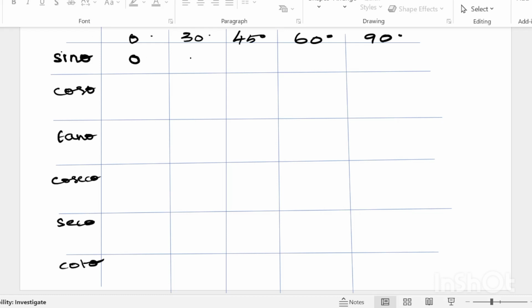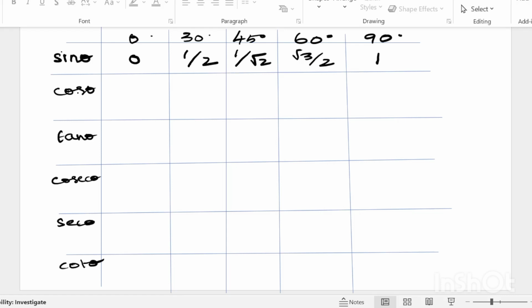Okay. What is sine 30 degree? It's 1 by 2. What is sine 45 degree? 1 by root 2. What is sine 60 degree? Root 3 by 2. And what is sine 90 degree? It's 1. Okay. You should remember these values. It's very, very important. And the entire table you have to remember. And once you learn the values of sine, others become very, very easy.